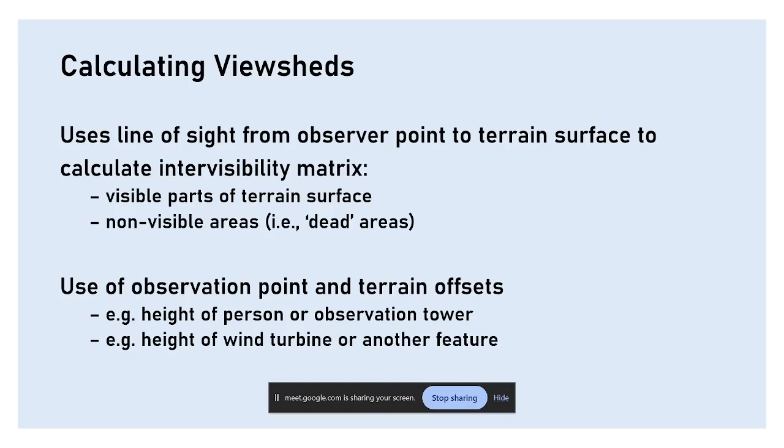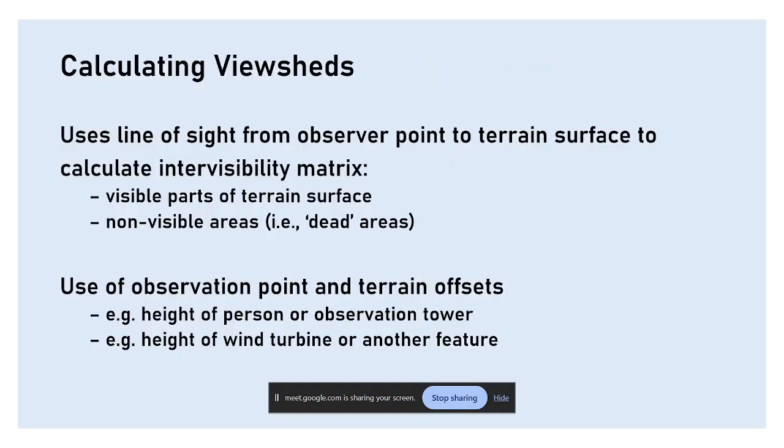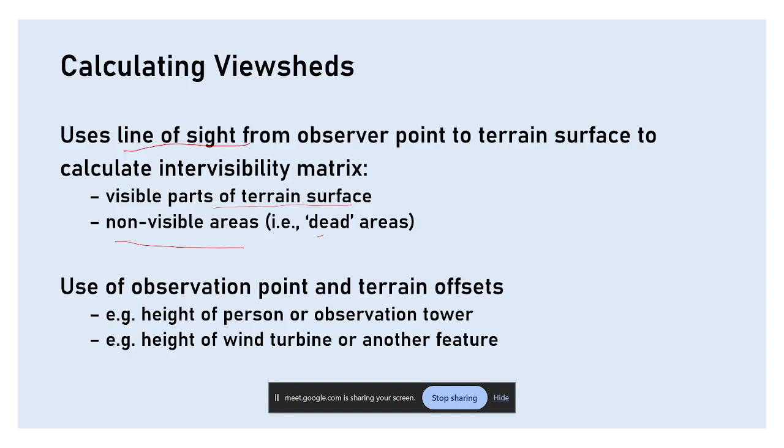So how are these viewsheds calculated? They are basically based on an observer point, like in the previous image you had seen. So we have a point of observation. It uses the line of sight from the observer point to the terrain surface to calculate the intervisibility matrix, like where all are the places that you can see. So that line of sight is determined. So the visible parts of terrains can be delineated, and the non-visible areas or the dead areas can also be delineated, like it was done in this previous image. So the red ones are the non-visible areas and the green ones are the visible areas.